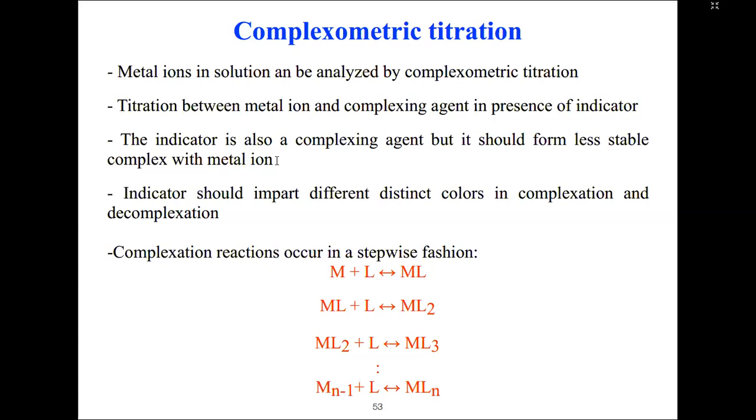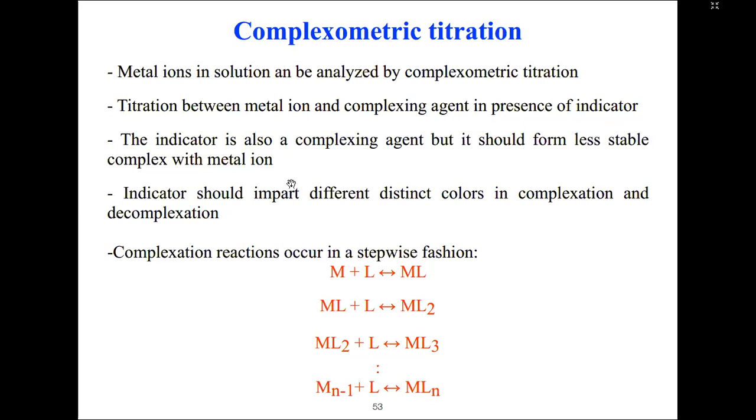What this third point is saying is, in acid-base titration, the indicator is an acid or base. In redox titration, the indicator is a reducing or oxidizing agent. Similarly, in complexometric titration, the indicator is also a complexing agent, and it forms a complex with the metal ion. However, the complex formed between the metal ion and the indicator is less stable.